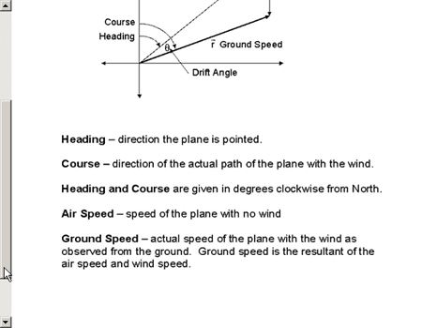See, this kind of answers your ground speed question. It's the actual speed of the plane with the wind as observed from the ground. Ground speed is the resultant of the airspeed and wind speed. What do you mean? That's your course. Direction of the actual path of the plane with the wind. That's your resulting vector.